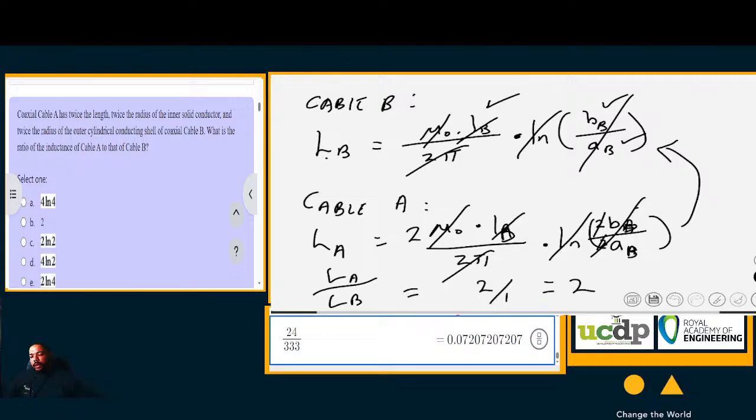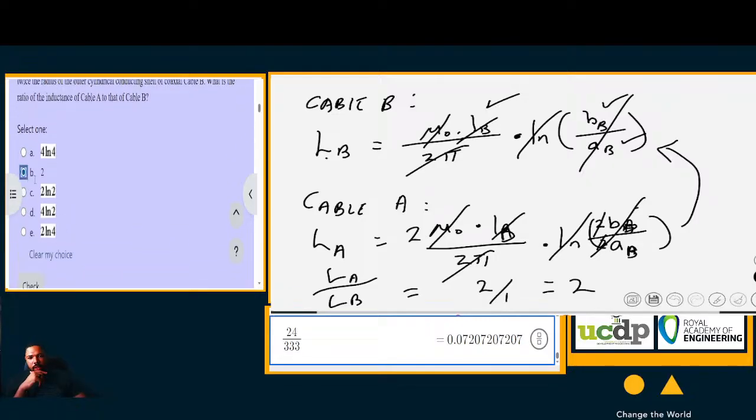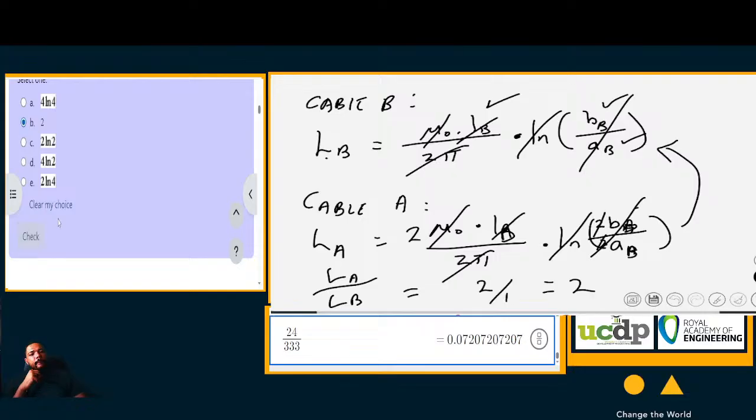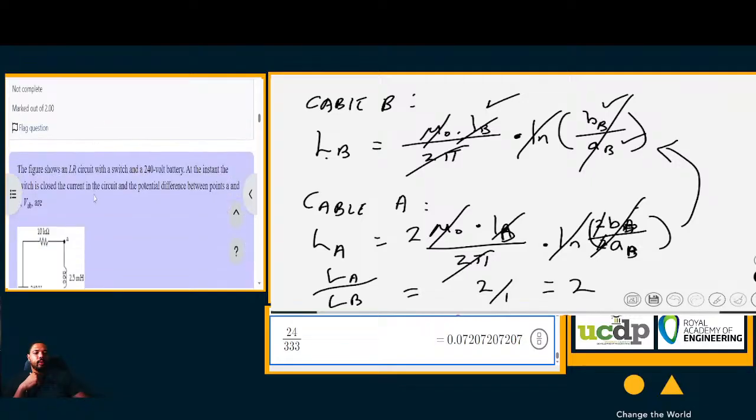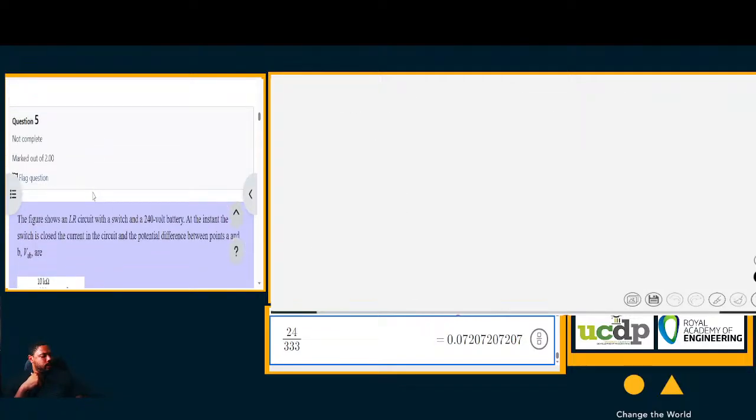Okay, so if you were to do that calculation, you'd find that the ratio of the inductances of these two cables is just 2. And let's check if 2 is the answer. Yes, 2 is indeed the correct answer. Number 5, quick and easy.